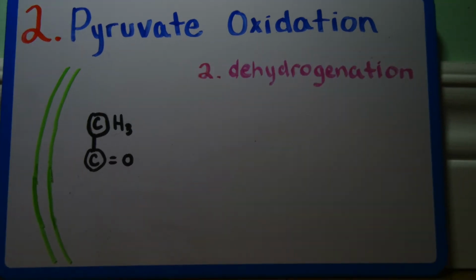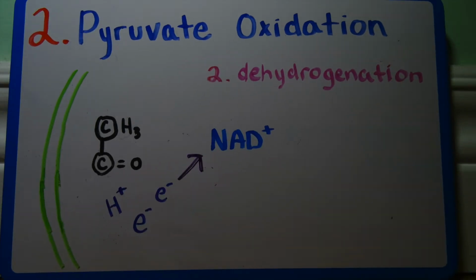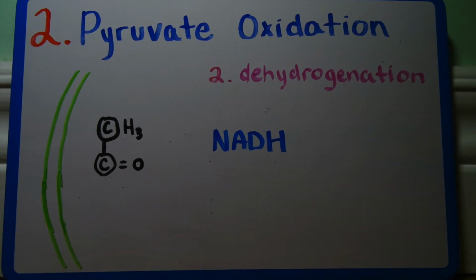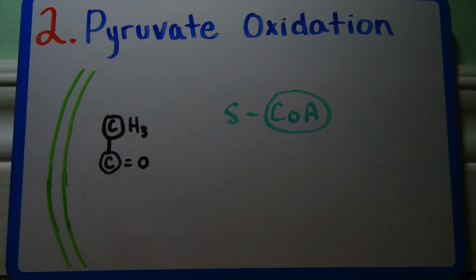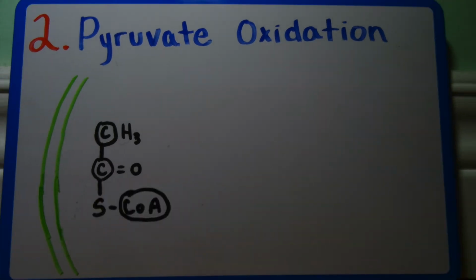The second step is a dehydrogenation reaction. 2 electrons and a proton will be transferred to NAD+ to form another NADH. Another H+ molecule will be lost into the solution. We now have an acetyl group left. Lastly, the acetyl group reacts with a sulfur atom of a coenzyme A, forming the high-energy intermediate acetyl-CoA. It is now ready to be transported across the inner mitochondrial membrane.